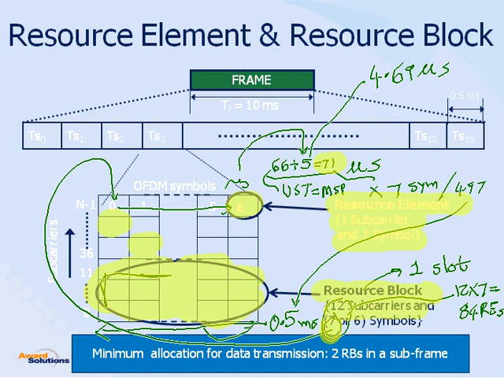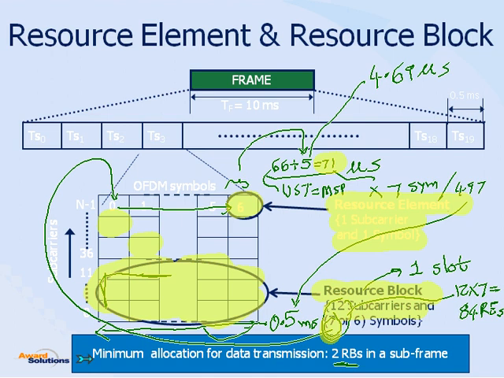So we have one resource block having 84 resource elements. So that's the definition. Having said that, now the question is, how do we allocate the resources? What is the minimum allocation? The minimum allocation is 2 resource blocks in a subframe. So if you are a UE and you are allocated something by the eNodeB, then the eNodeB will give you at the minimum 2 resource blocks.